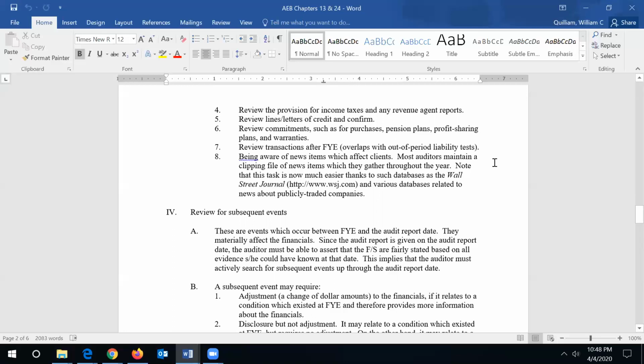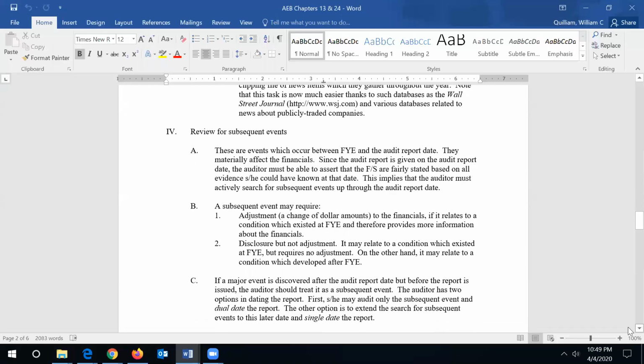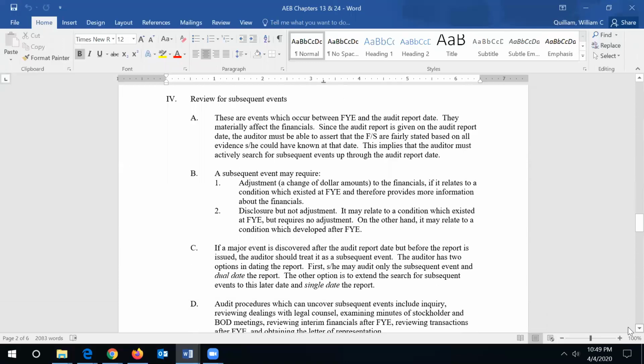Then, number 7, we will also review transactions after fiscal year end, just looking to see if anything happened. And we'll be aware of news items that affect clients. You can search for them, and we should certainly make sure that those are reflected in the financial statements.